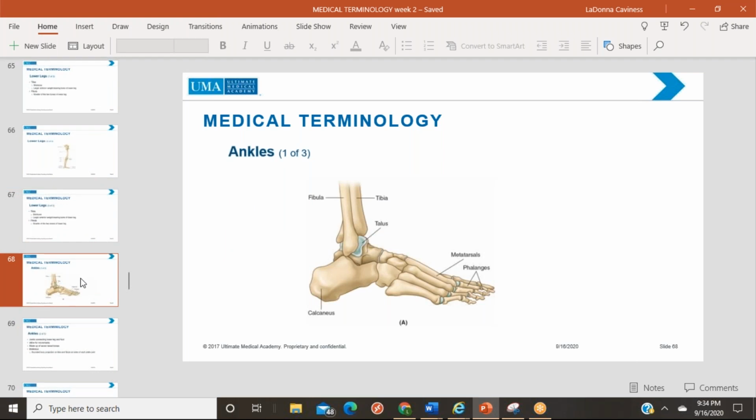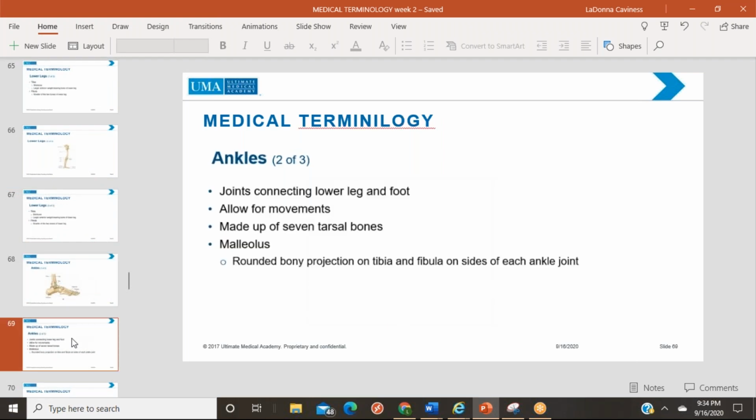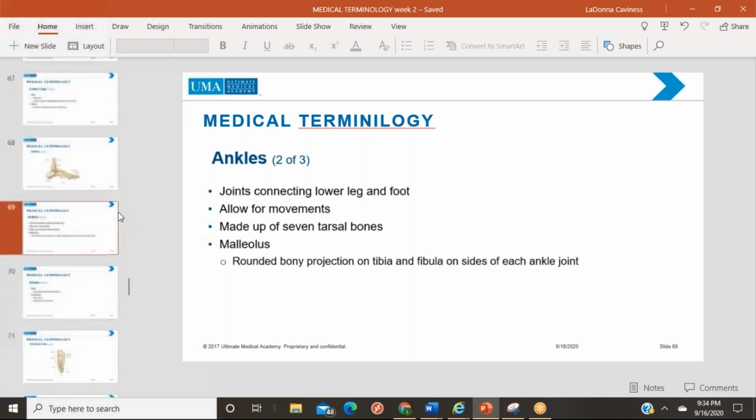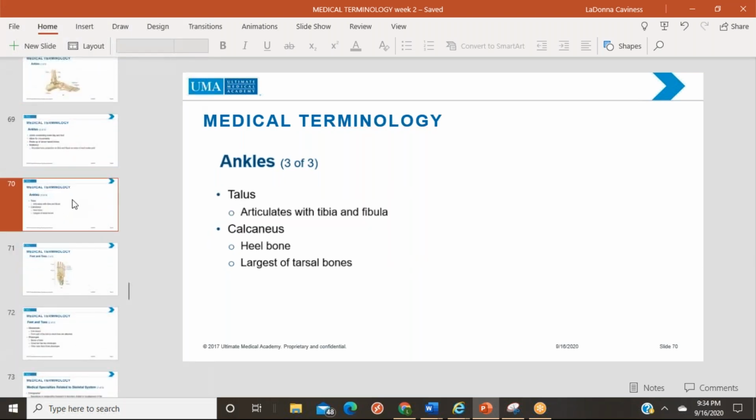Let's talk a little bit about the ankle. It is the joint connecting the lower leg and foot and allows for movement. It is made up of 7 tarsal bones. The malleolus is a rounded bony projection of the tibia and fibula on the sides of each ankle. The talus articulates with the tibia and the fibula. The calcaneus is the heel bone and is the largest of the tarsal bones.